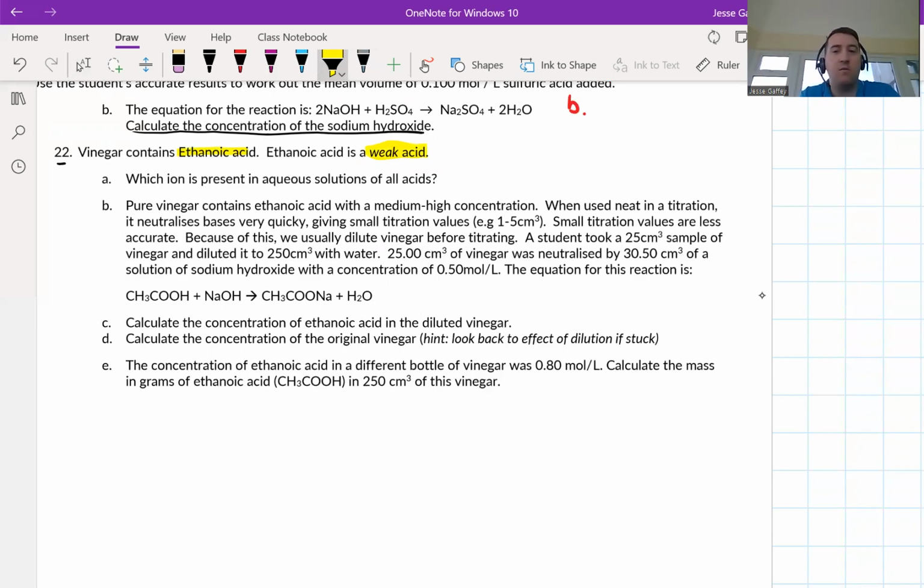I'm going to assume that you've studied acids before you're taking on this question. This part A is a simple recall question, so I'm going to get you to pause the video and write down an answer to A. Which ion is present in all aqueous solutions of acids? In other words, what do all acids have in common? What makes them acids? Pause the video and write the answer down now, please.